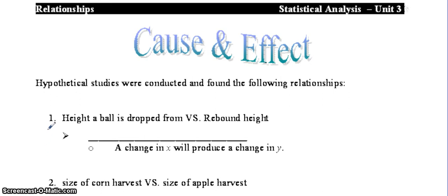Hello and welcome to your video on relationships, which we are going to call cause and effect. There are different types of relationships that two variables can have. Just because they show a correlation doesn't mean that there should be a correlation. I have a bunch of examples. Hypothetical studies were conducted and found the following relationships.